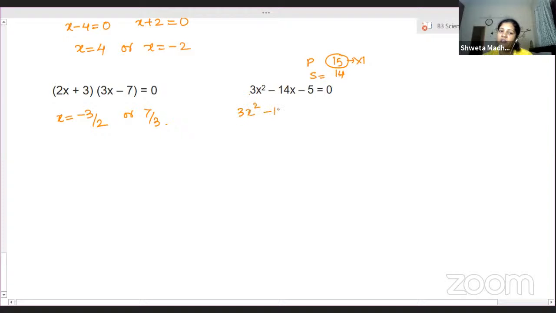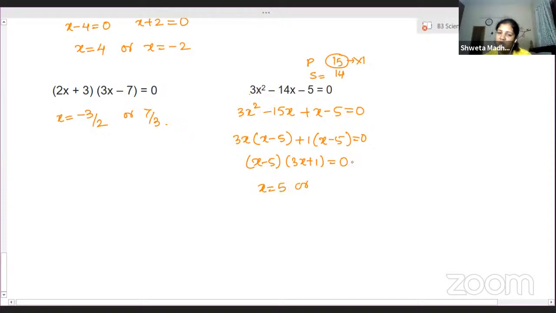So 3x square minus 15x plus x minus 5 equal to 0. And out of the two numbers, the larger number should have the middle term's sign assigned. Then factorize: 3x into bracket x minus 5 plus 1 into bracket x minus 5 equal to 0. So x minus 5 into 3x plus 1 equal to 0. So value of x is 5 or 3x plus 1 equal to 0. So x is equal to minus 1 by 3.